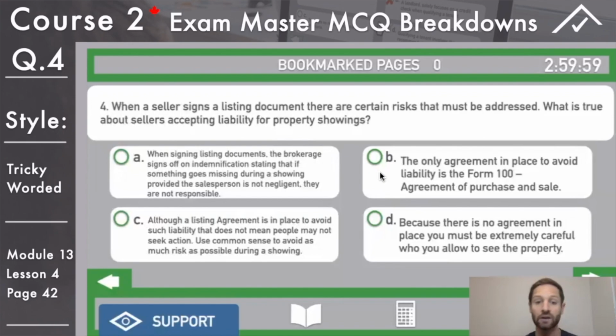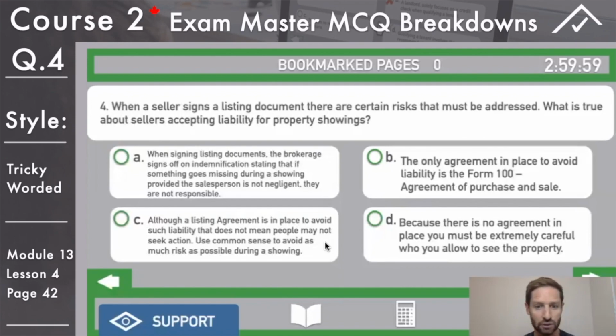Okay, B, the only agreement in place to avoid liability is the Form 100 agreement of purchase and sale. No, like just mentioned, it's the listing agreement. The agreement of purchase and sale has nothing to do with showings, for instance, and your client selling. That's the offer, essentially. C, although a listing agreement is in place to avoid such liability, that does not mean people may not seek action.